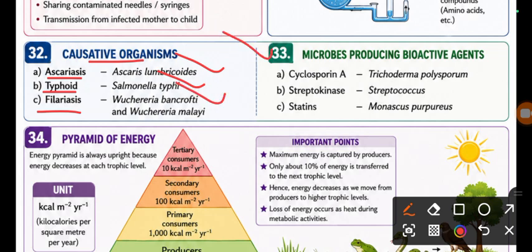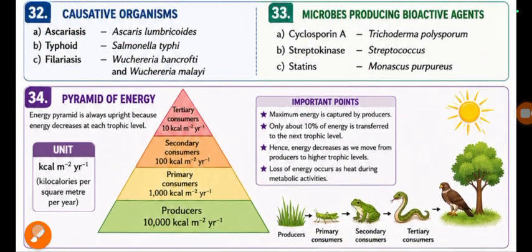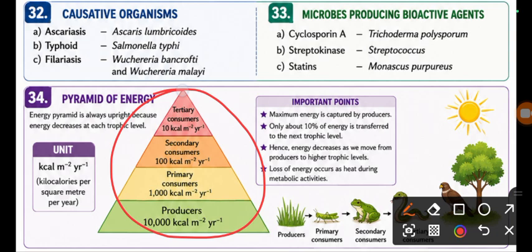33rd question, microbes that produce cyclosporin A is Trichoderma polysporum, streptokinase, Streptococcus, statin, Monascus purpureus. And 34th question, this diagram, only this much you have to write: the pyramid of energy, producers, primary consumers, secondary consumers, and tertiary consumer. Producers 10,000, then primary consumers 1,000, secondary consumer 100, and tertiary 10 units, kilocalorie per meter square per year.